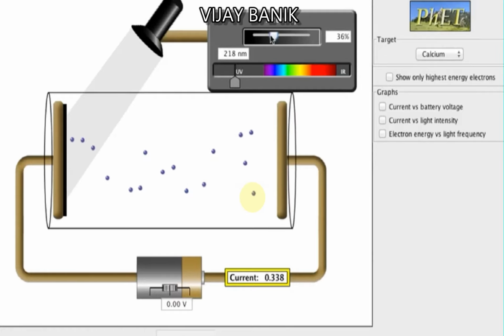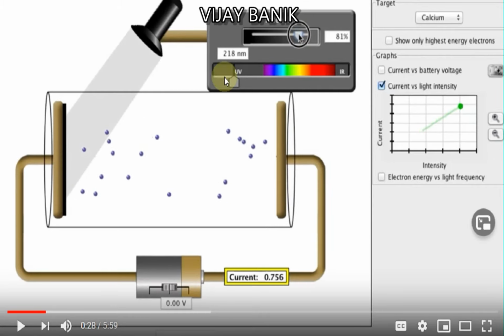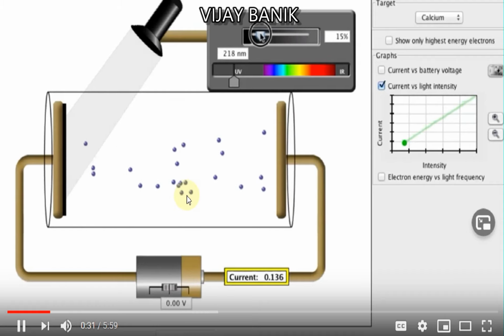The first important thing you need to know is that the brighter the light, the greater the current. Can you see he has increased the intensity of light? The number of electrons emitted from this plate increases, and you can see the graph of current versus intensity. As the intensity increases, current also increases. The number of electrons is increasing. And when he decreased the intensity, the number of electrons being emitted is also less.